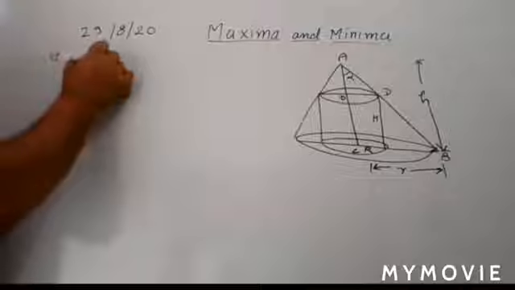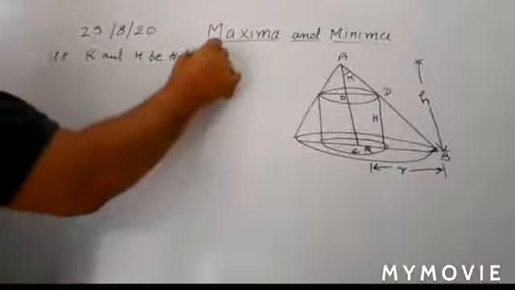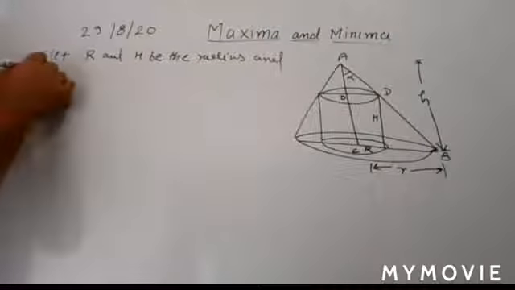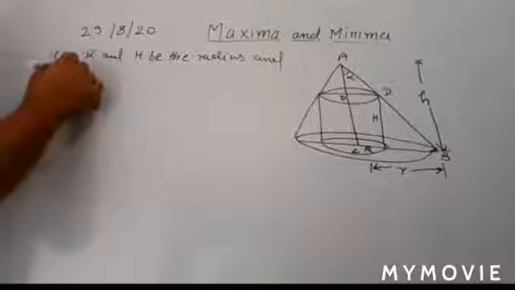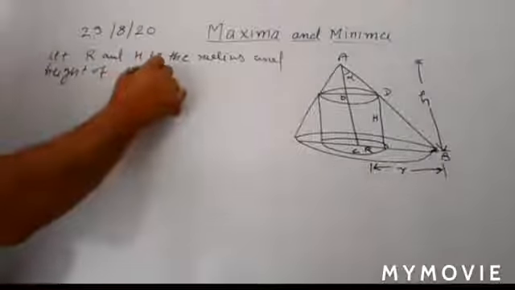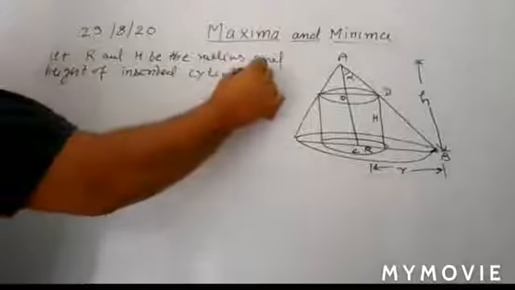Let R and H be the radius and height of the inscribed cylinder in a cone.